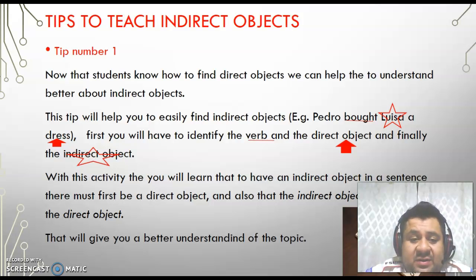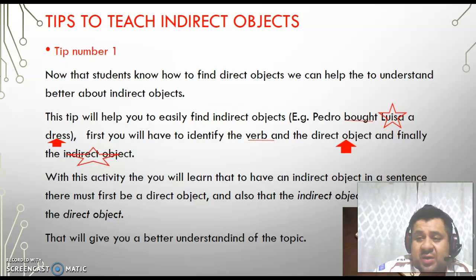With this activity, you will learn that to have an indirect object in a sentence, there must be a direct object, and also that the indirect object comes before the direct object. That will give you a better understanding of the topic.